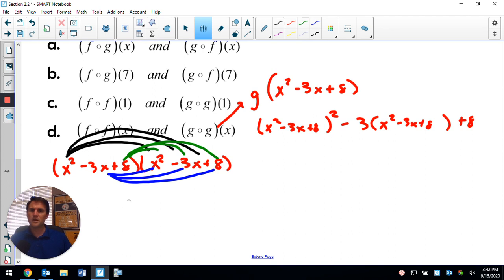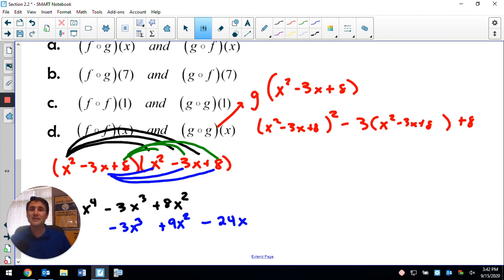All right, the x squared times x squared is x to the 4th. The x squared times negative 3x is negative 3x cubed. The x squared times the 8 is 8x squared. All right, now we do the middle term. Negative 3x times x squared is negative 3x cubed. We already had one of those. I'm going to write it below it. Negative 3x times negative 3x is positive 9x squared. We already had an x squared. I'm going to write it below it. Then we have negative 3x times 8, which is negative 24x.